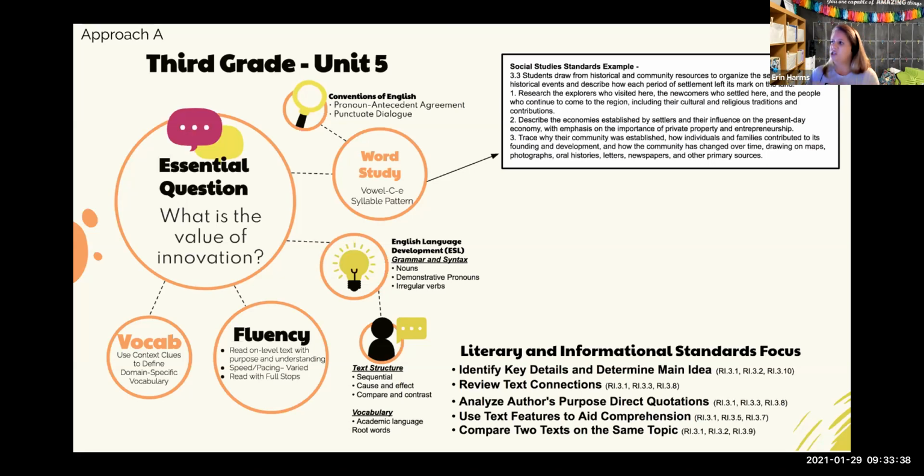But since this unit is about government, I would go into my social studies and find the standards that have to do with government and Native Americans. And so that's what we did here. Students draw from historical and community resources to organize the sequence of local historical events and describe how each period of settlement left its mark on the land. So for this third grade, Unit 5 is actually about innovation. And you can see how Native Americans would absolutely integrate with a unit on innovation, because they innovated. They did more than adapt. They innovated, and what a great opportunity to show how those Native Americans innovated.